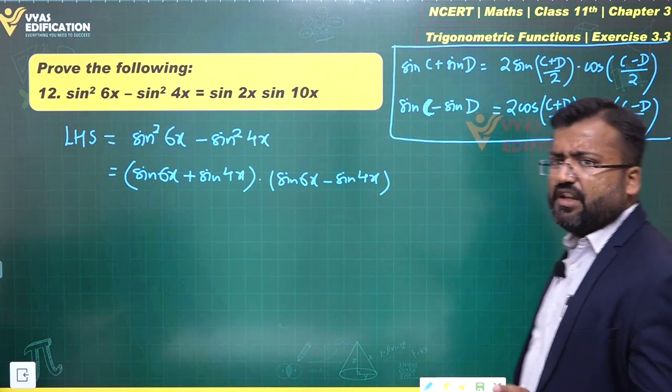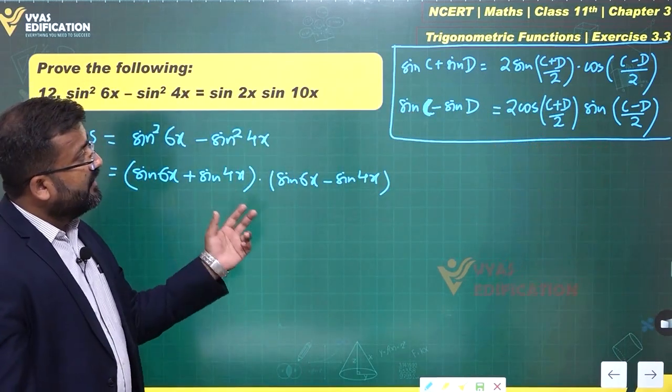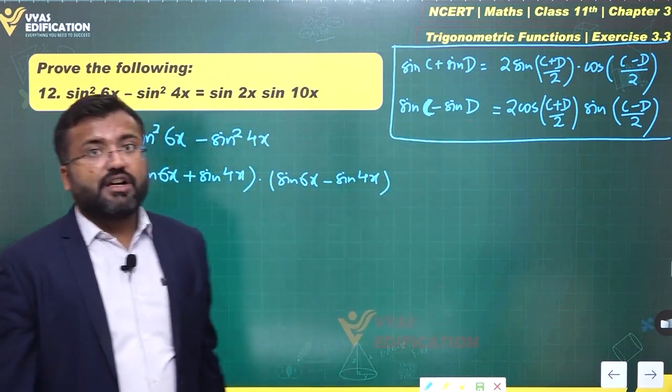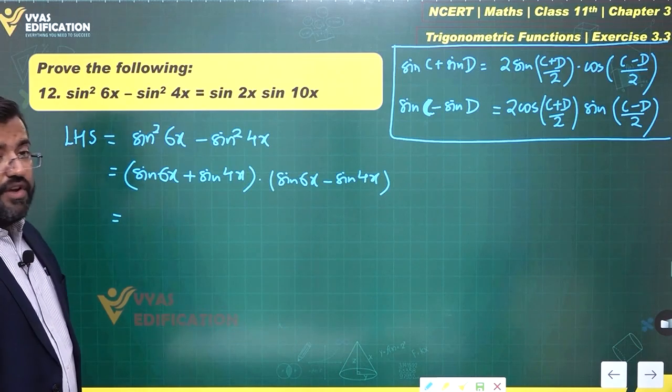Now these are properly given in the NCERT, right? You should be aware of these, right? These are very useful identities. Conversion of sum or difference in terms of product. Okay, this is something which we have. So let's simplify this further. What do we have over here?